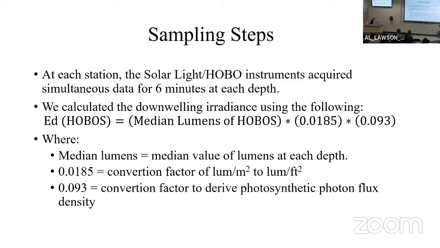That's also another thing. The Bluetooth application by default gives this data in lumen/meter squared, and we don't want that. In order to calculate the downwelling irradiance, we need to have it in feet squared. Then finally, we multiply it by 0.093, which is the conversion factor to derive photosynthetic photon flux density.